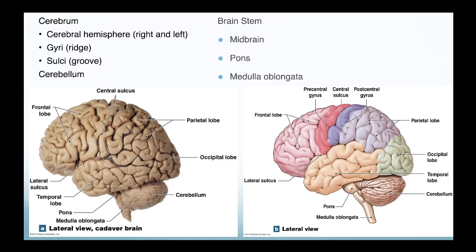So the cerebrum, as I said earlier, is divided into the right and left cerebral hemispheres. Then you have the gyri, which are going to be ridges, and sulci, the grooves, or you can think of them as peaks and canyons. And then the central sulcus is going to be the main sulcus that divides your frontal lobe from your parietal lobe. And then you have the lateral sulcus, also known as the Sylvian fissure, which divides the frontal lobe from the temporal lobe. And then you can see a little bit of the midbrain, which consists of the pons and the medulla oblongata.